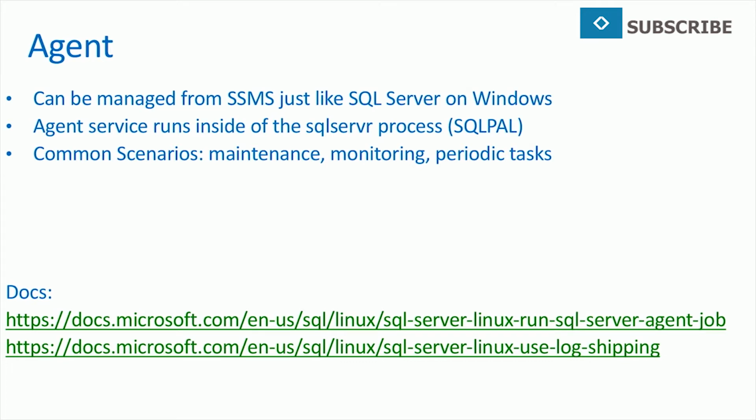In this section, we're going to cover Agent. SQL Server Agent is a job execution engine for SQL Server and can be used for jobs on the database or on the data itself. On Linux, this can be managed by SSMS just like on Windows, and SQL Server Agent actually runs inside of the SQL Server process on Linux. Some of the common use cases are maintenance, monitoring, data import and export, or just running anything T-SQL on a periodic basis. It is also used for log shipping, which is a process that takes the logs from a SQL Server database and exports them to a remote server and replays them for a disaster recovery site.